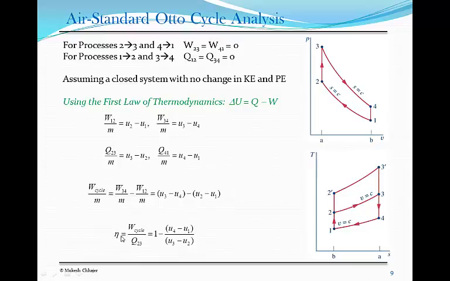And therefore the efficiency would be W cycle divided by Q23, Q23 being the amount of energy that has been supplied by the external source during process 2 to 3. And so if you now substitute W cycle and then Q23 from here, we get the efficiency, which is 1 minus (U4 minus U1) divided by (U3 minus U2). So this gives us a very simple relationship between the change in internal energies and the efficiency of the cycle.